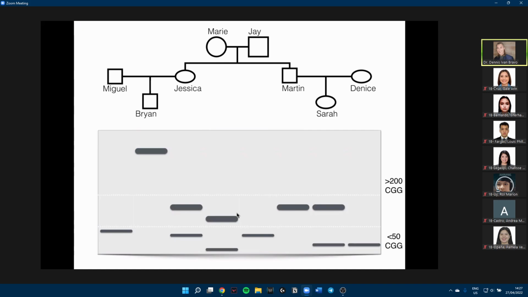Nagkaroon ng expansion mutation ito during oogenesis. Since nga po siya kay mother, so may... Okay, so that's it. Now, expansion mutation for some unknown reason doesn't happen during spermatogenesis. So when Martin passed this on to Sarah, it's stable. But fortunately, ito pre-mutation pa lang. Well, the same would be the case for Jessica. This copy is the same as this one, while this comes from the father.